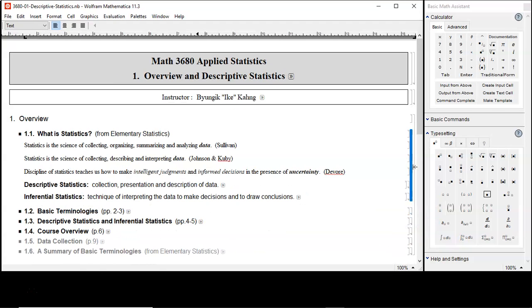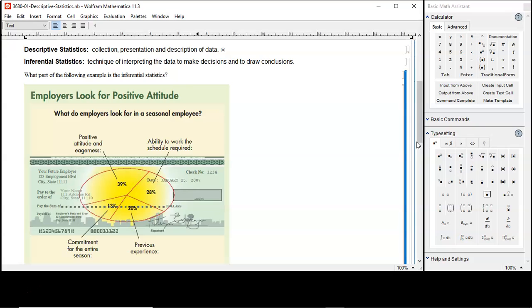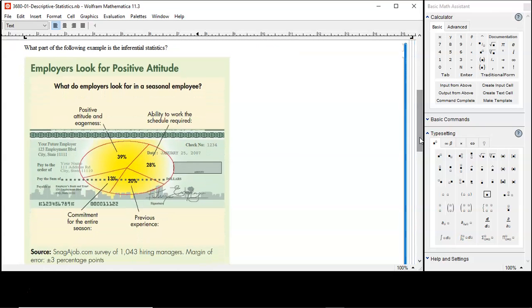Let's go back to that example here. Here is another pretty picture, and this is about what kind of traits employers are looking for from possible employees. And we have all these percentages, pie charts, and a picture of a paycheck. Everything here is descriptive. So where is inferential statistics? It's way down here.